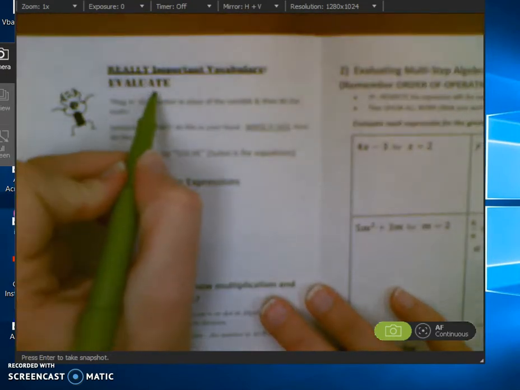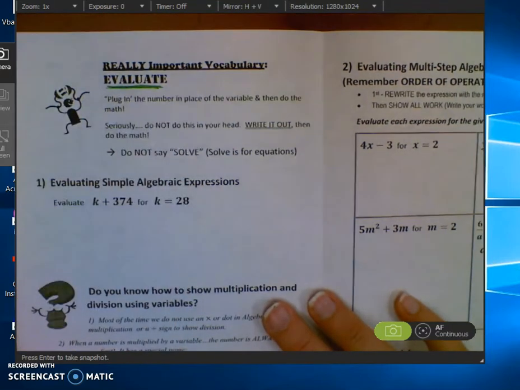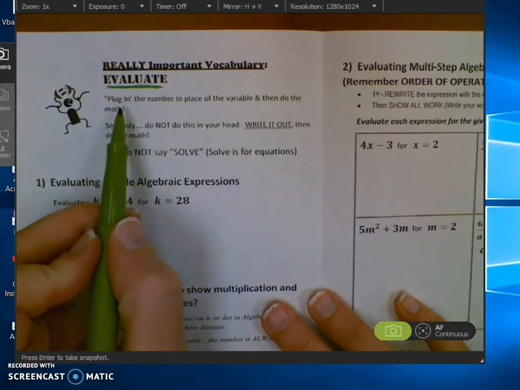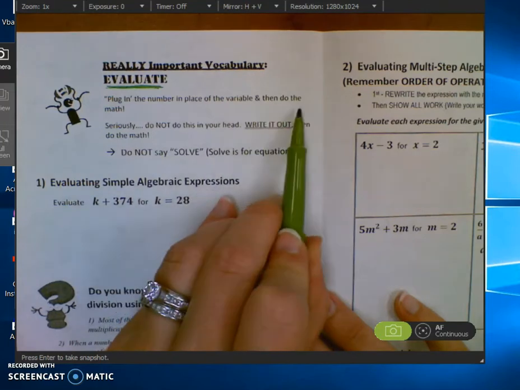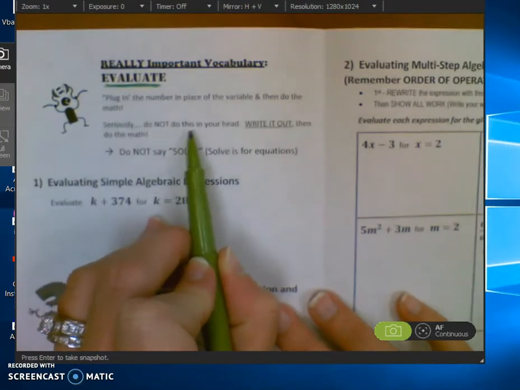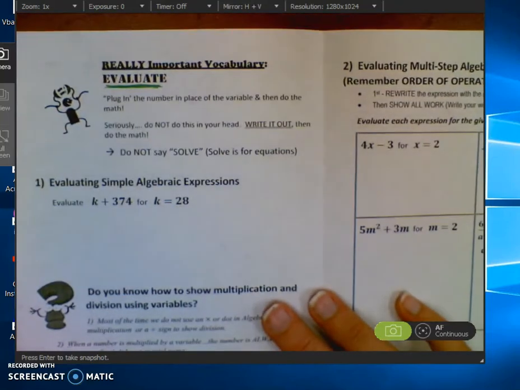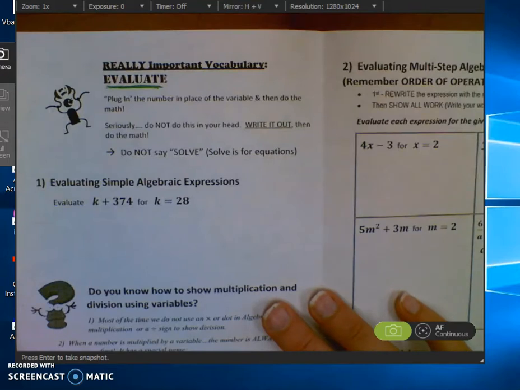We talked about evaluate on the front, and we talked about how evaluate does not mean solve. So we plug in the number in place of the variable and then do the math. Seriously, do not do this in your head, write it out, and then do the math. So I really do want to see your steps on tests and quizzes. I don't want you to do this stuff in your head.